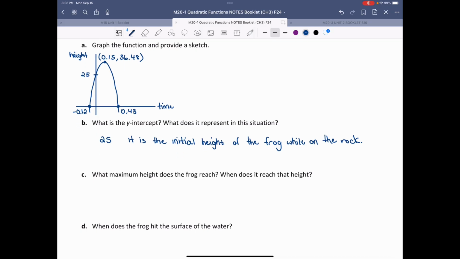Part C, what maximum height does the frog reach and when does it reach that height? So the frog reaches a max height of, that would be our y value of our vertex, 36.48 centimeters at time 0.15 seconds. That's the x value of our vertex.